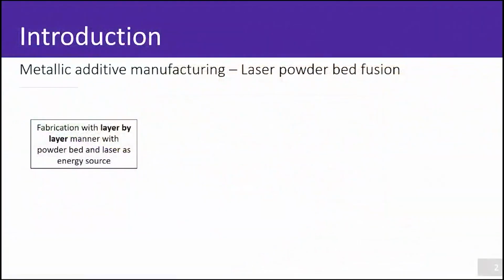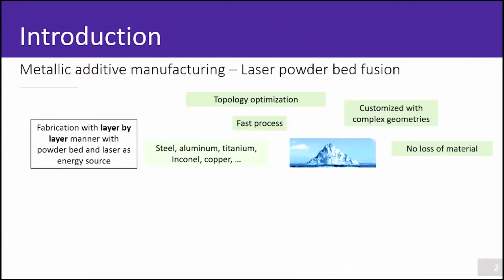So first, I work with laser powder bed fusion, which is a metallic additive manufacturing process. It's a method to fabricate products in a layer-by-layer manner with a laser as the energy source and a powder bed. You have many advantages to work with this process. It's a fast process. You can customize with complex geometry products. You can also do topology optimization, and it works with many metallic materials like steel, aluminium, etc.